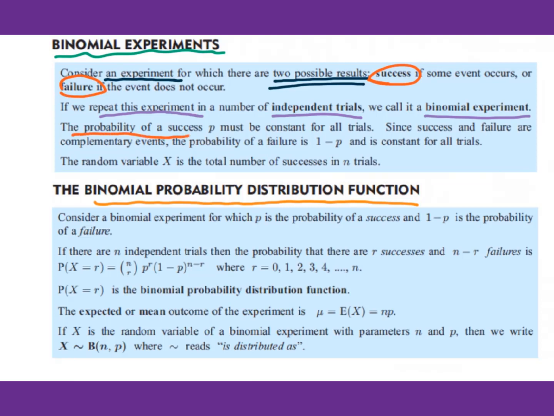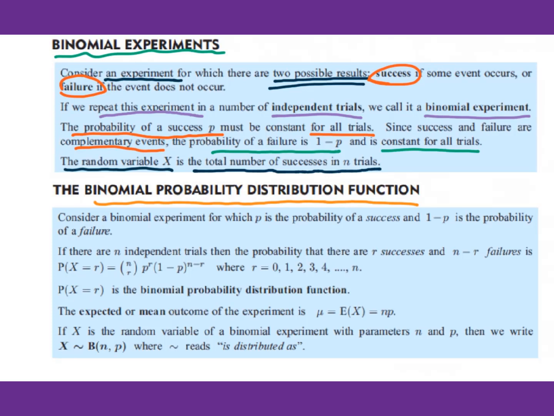The probability of a success P must be constant for all trials, since success and failure are complementary events. The probability of a failure will be 1 minus P and is constant for all trials. The random variable X is the total number of successes in n trials.